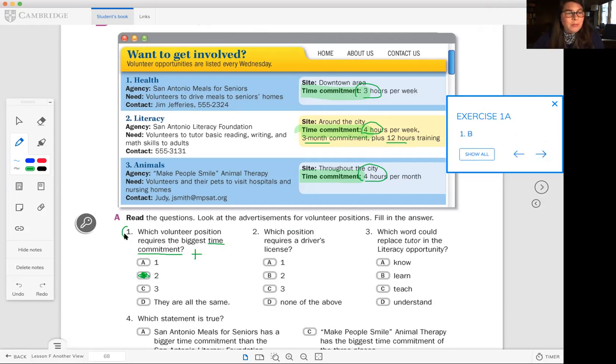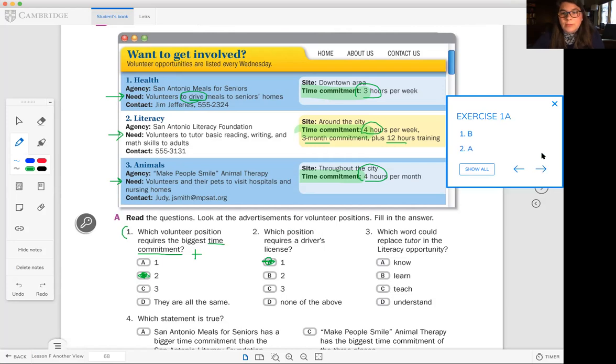Okay, so number 2, let's read number 2. Which position requires a driver's license? So what does require mean? What is to require? To require is to need, right? So look right here. Need. Which position requires a driver's license? Let's look in here. Volunteers to drive meals, volunteers to teach or tutor, volunteers and their pets to visit hospitals. This is the only one that talks about driving, so I think it's A, which is number 1.